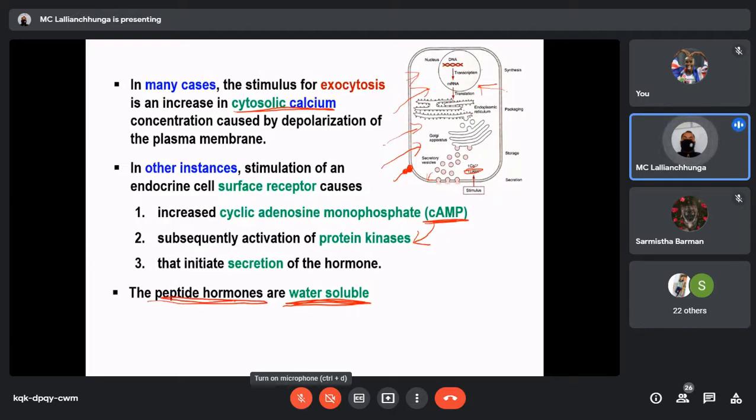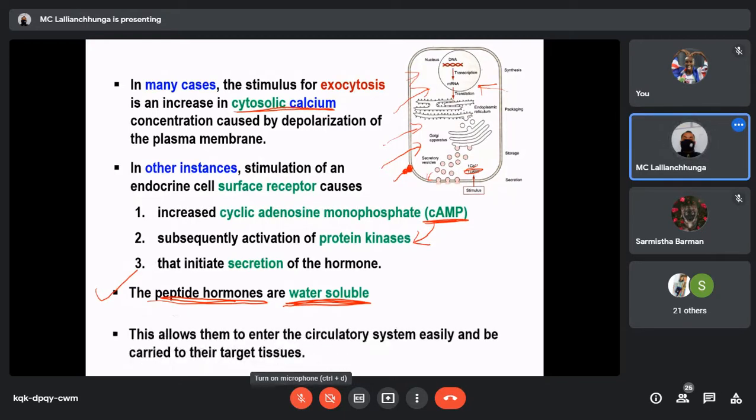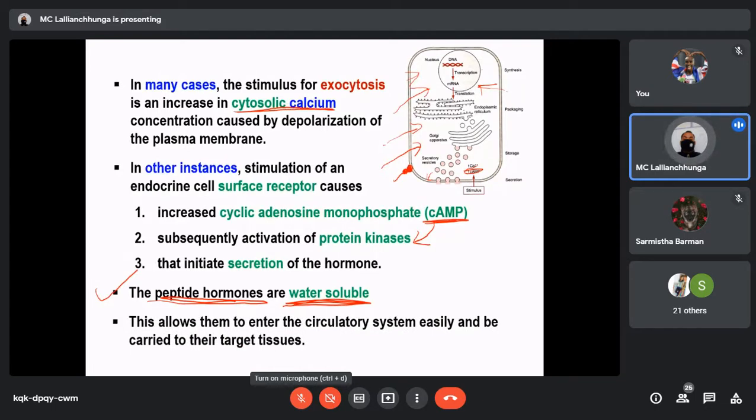The peptide hormones are water soluble. That is why their transport inside the blood is easier. It means they will not bind to binding proteins, as is the case for other types of hormones. Peptide hormones can be in the free form inside the bloodstream, not in the bound form, because they are water soluble. We all know that plasma is 91 to 92% water. This allows them to enter the circulatory system easily and be carried to their target tissues. So remember that peptide hormones are water soluble, not fat soluble.